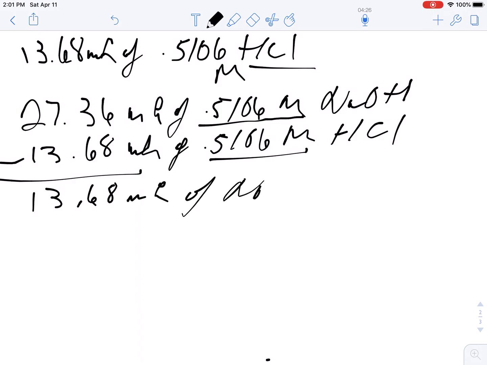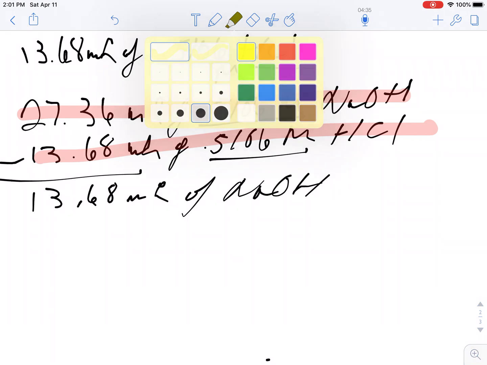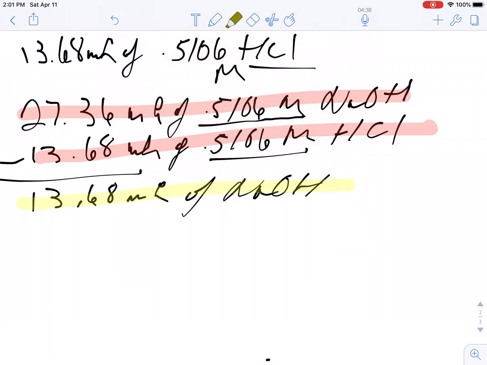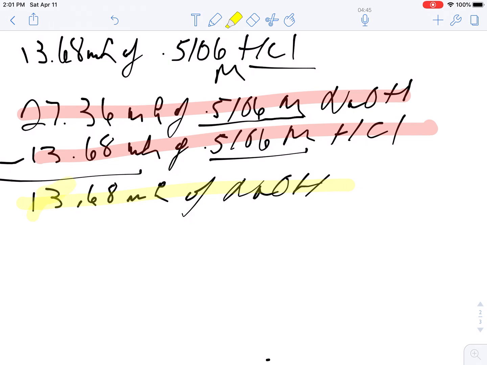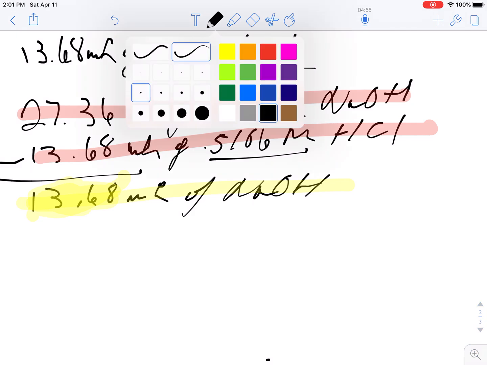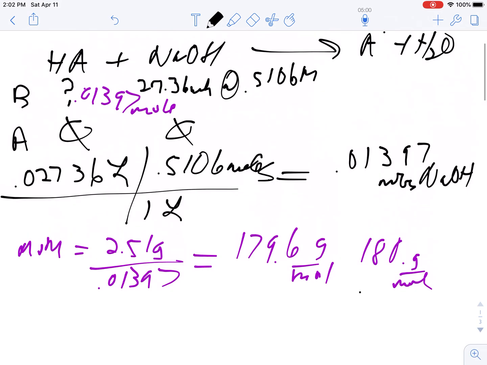So it's not like, oh, I added this much and then I added this much. It's really like all you did was just add that much. Well, what is so unique about this number, 13.68? Well, what's so special about that number is it's half the amount of moles as we added in the earlier problem. It is half the amount.